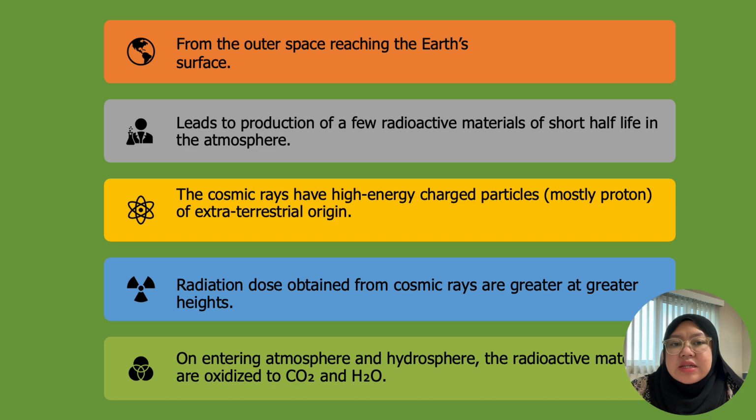Third, what are these cosmic rays? They are mostly high-energy protons and are considered extraterrestrial in origin. They travel across space from stars, supernovae, and even our own sun. The radiation dose increases with altitude. So if you are flying in an airplane or living in highland areas, you are exposed to more radiation compared to those at sea level. When cosmic rays enter both the atmosphere and hydrosphere, they form radioactive material that is eventually oxidized into common compounds like carbon dioxide and water.